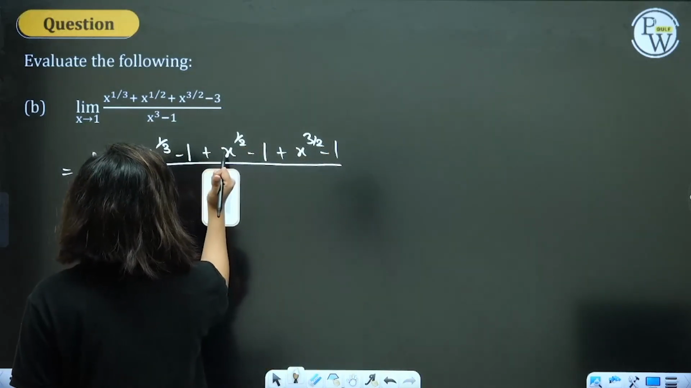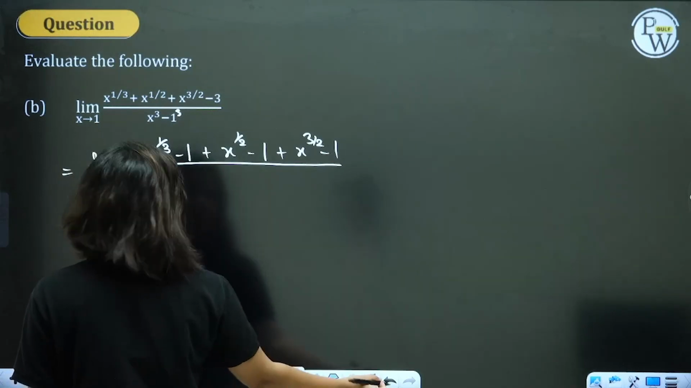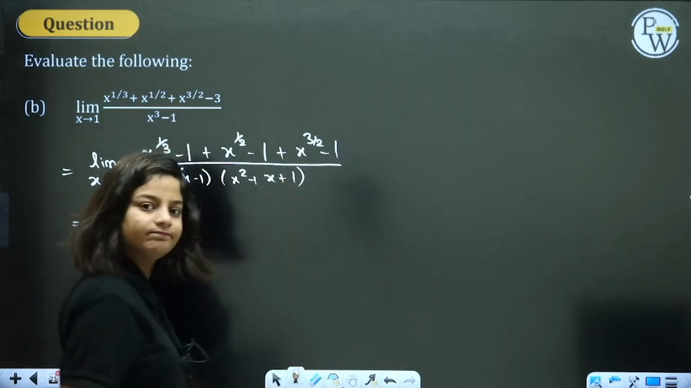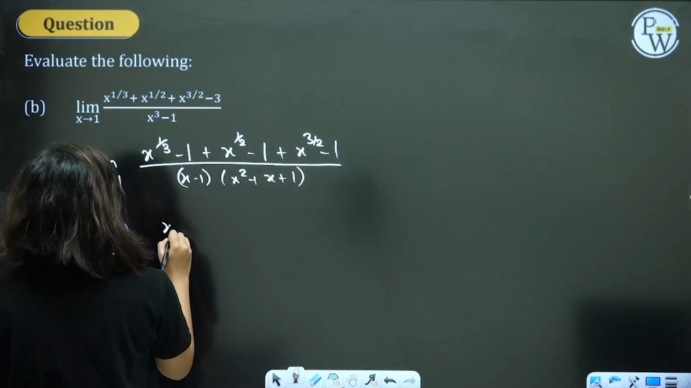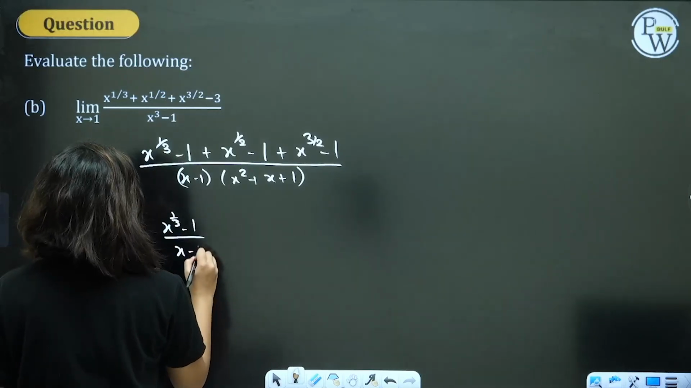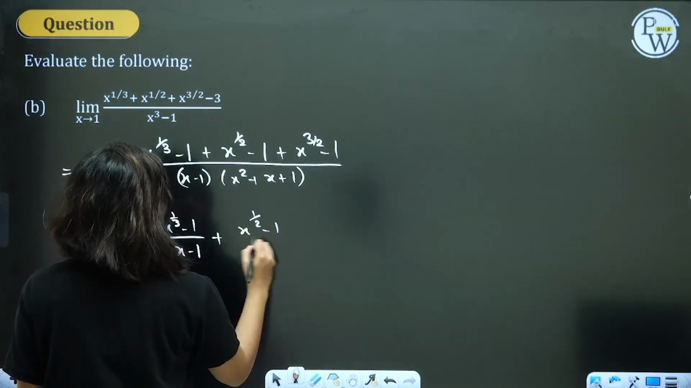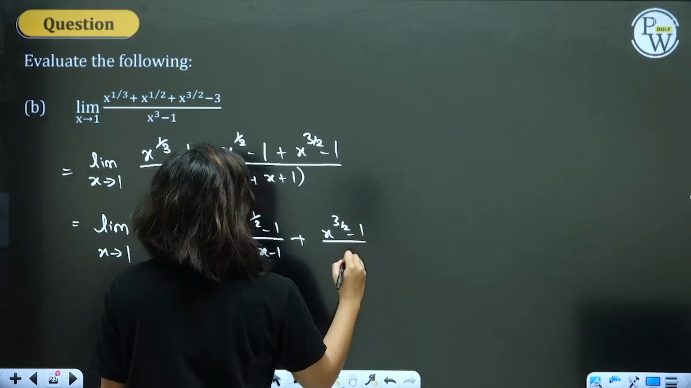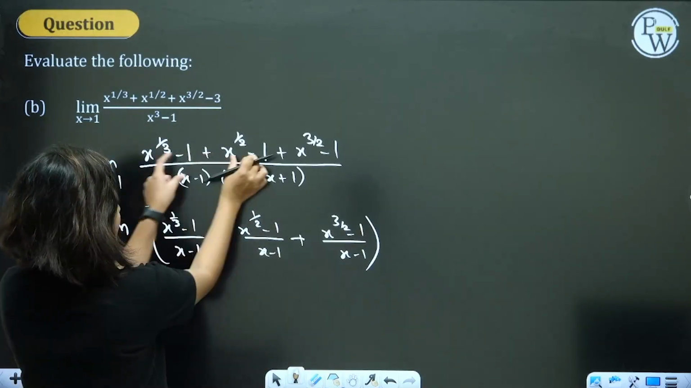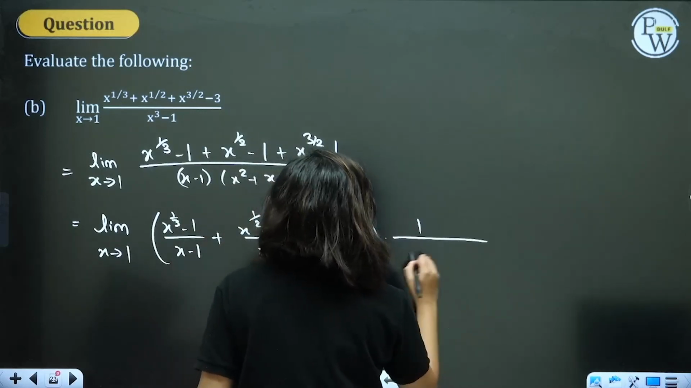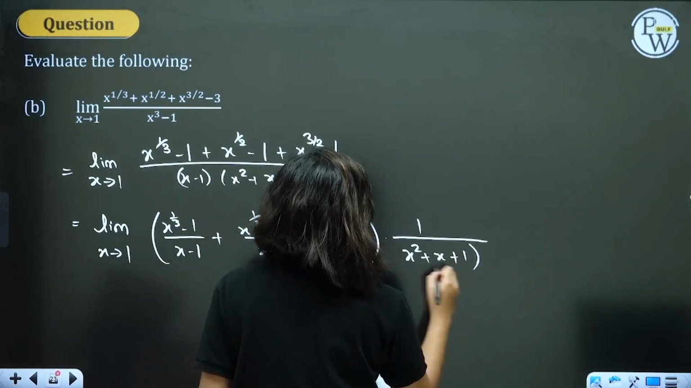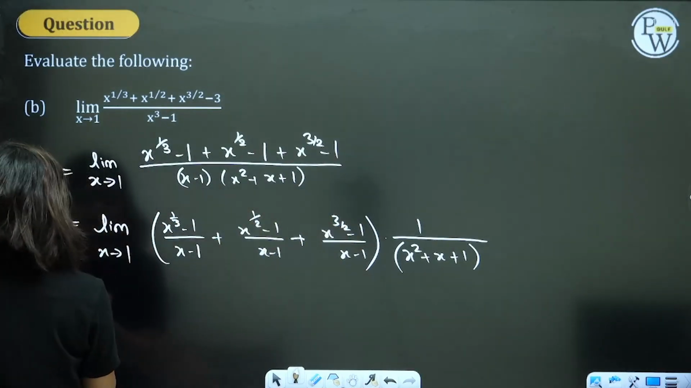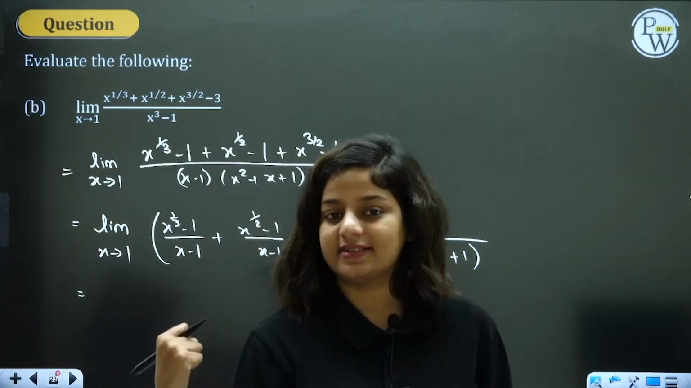Denominator also: a cube minus b cube is (a minus b)(a square plus ab plus b square). Numerator: (x^(1/3) minus 1) upon (x minus 1), (x^(1/2) minus 1) upon (x minus 1), (x^(3/2) minus 1) upon (x minus 1). So this x minus 1 is going with each term, and here we are left with x square plus x plus 1. Just check out, first term is a formula, second term is a formula, third term is a formula, the formula which we just saw.